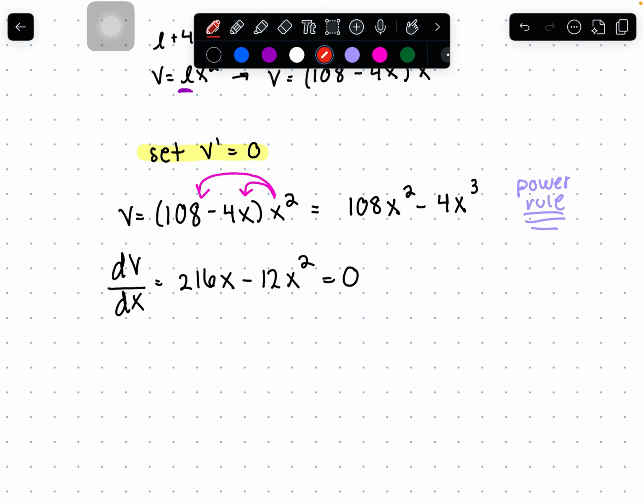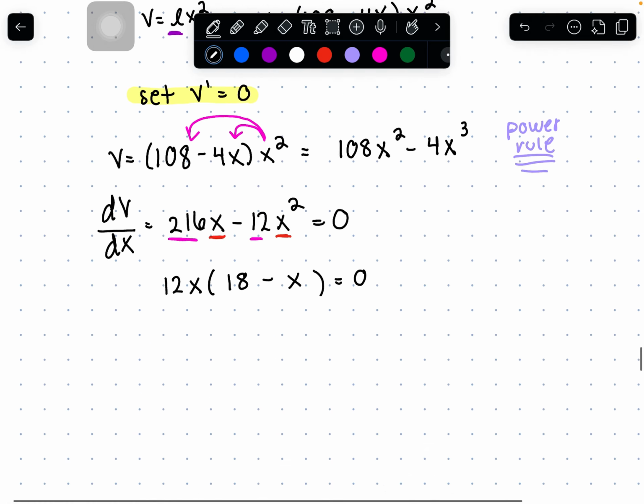What do these have in common? Well, they have an x in common. And 12 actually does divide 216. So if I pull a 12x out, what am I left with? I have 18 minus x. Now this is a lot easier to see what my x values are equal to.